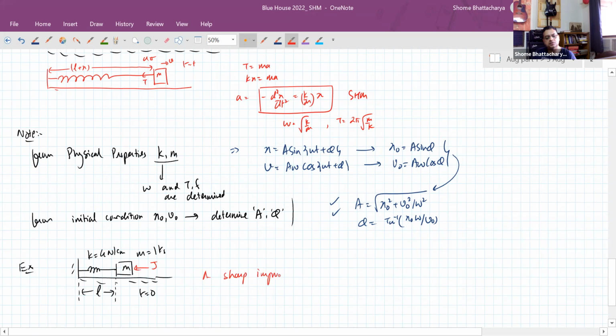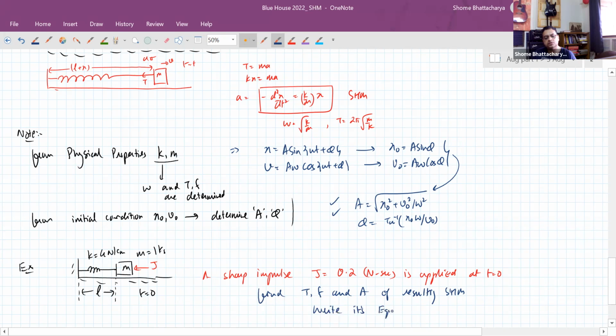And what we do to set up the motion is we apply a sharp impulse, like a collision impulse. So a sharp impulse of J equal to, let us say, 0.2 newton second is applied at t equal to 0. Find the time period, frequency, and amplitude of the resulting SHM and write its equation. When you write its equation, the phase constant will also become important.